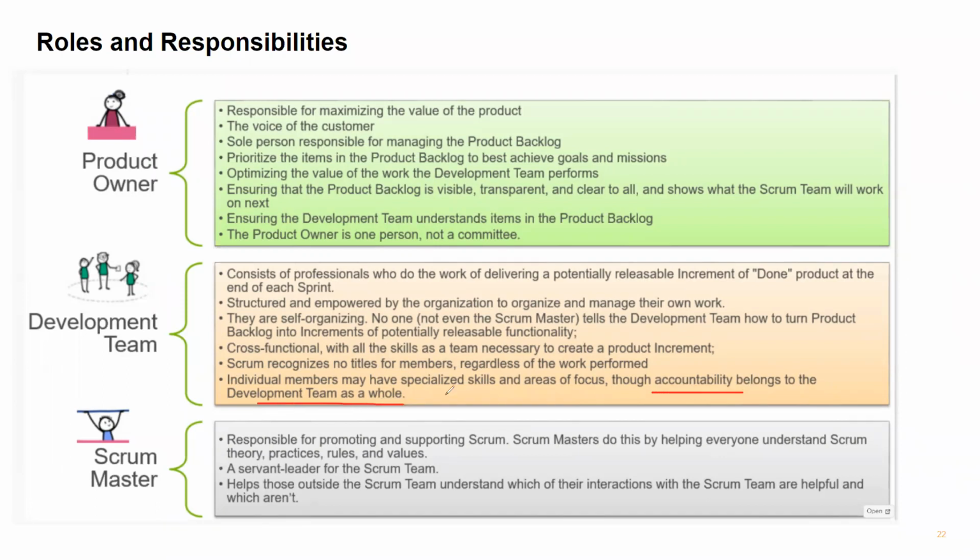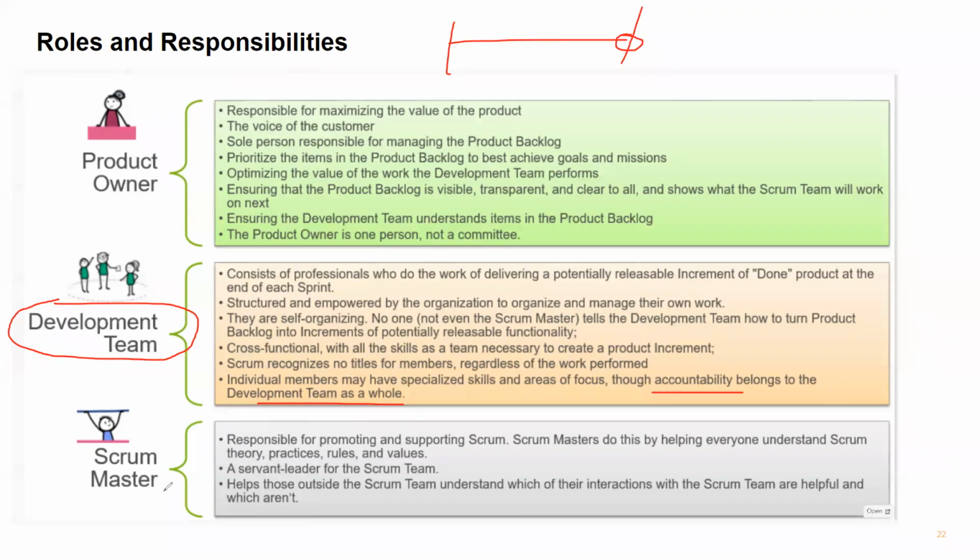You might be a tester, a developer, a UI designer, a DBA, a database administrator, or a technical writer. Everybody is part of this. No matter which specialization you have, everybody holds the accountability of delivering the sprint goal at the end of the sprint. Clear? Any doubts?